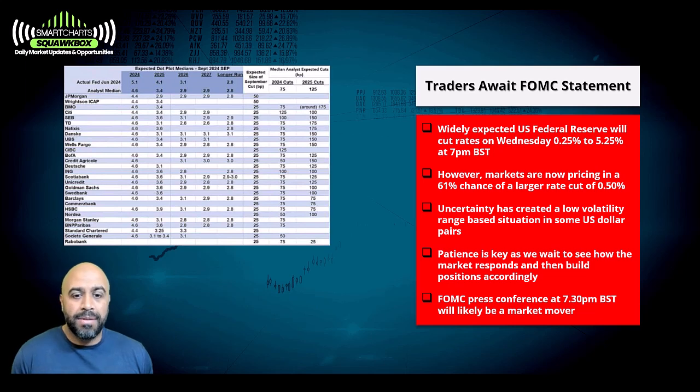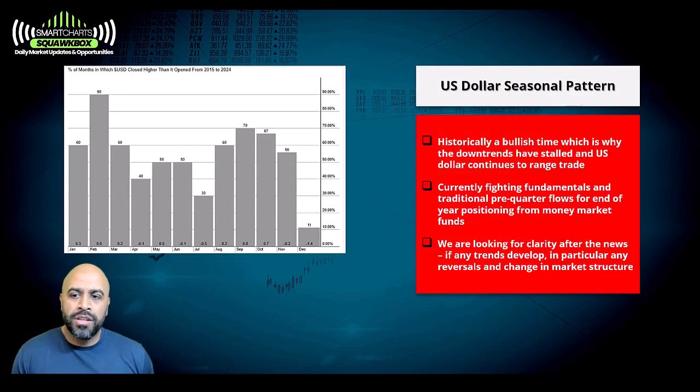And again, this expected interest rate cut is what has caused the big trends in the US dollar to the downside over the past several months. And because we're coming into the high impact news announcements, we're starting to see more range-based moves, but also the dollar is fighting a couple of different things that are developing, such as its usual seasonal pattern during this period of time. So in this instance, this is a US dollar seasonal pattern, and this shows the percentage of months in which the US dollar has closed higher.